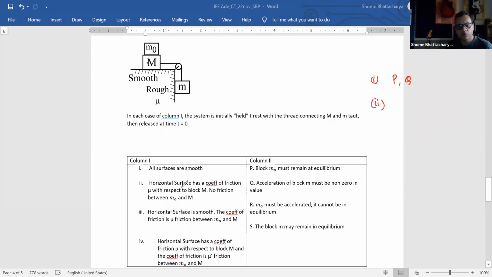The second one, what is happening? Horizontal surface has coefficient of friction mu with respect to the block M. No friction between M naught and M. Now this is a very interesting case. Okay, so the moment there is friction between this and this, now basically small mg has to be greater than a certain amount. Otherwise, okay, this will happen here.